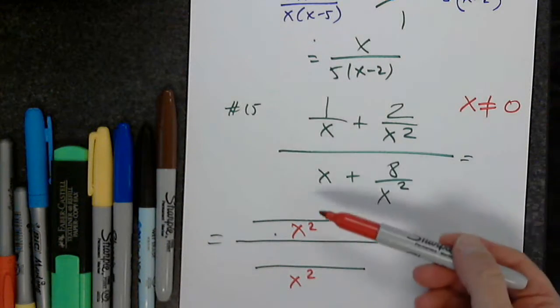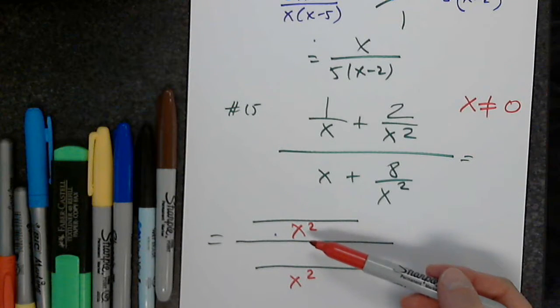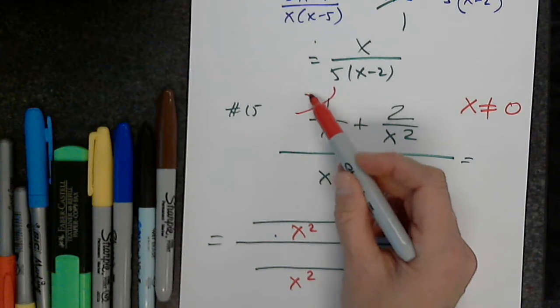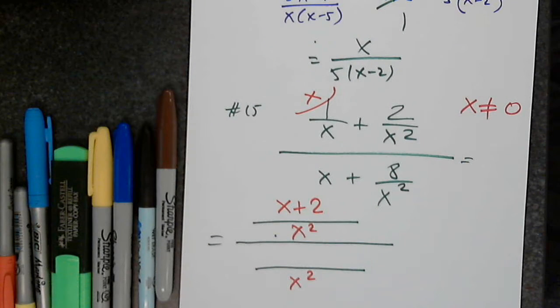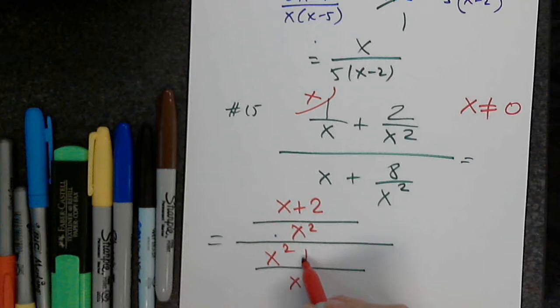And then can anyone dictate what we have at the top? Because x was multiplied by something to get x squared. Do you all agree with x plus 2 for the top fraction? Now, can anyone give us the denominator? Very good. X squared plus 8.